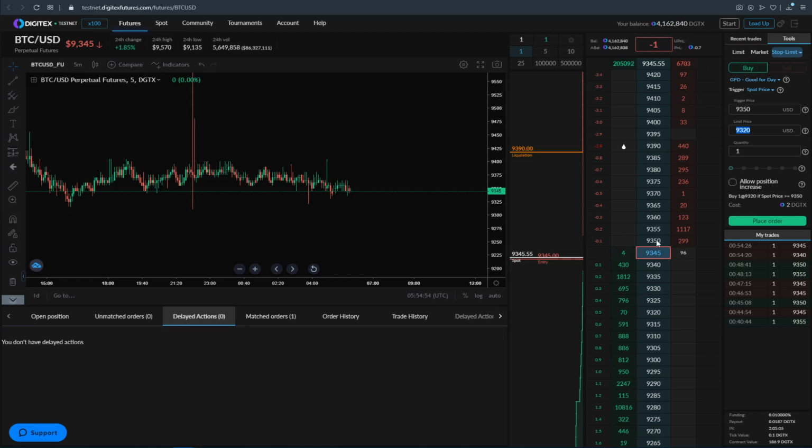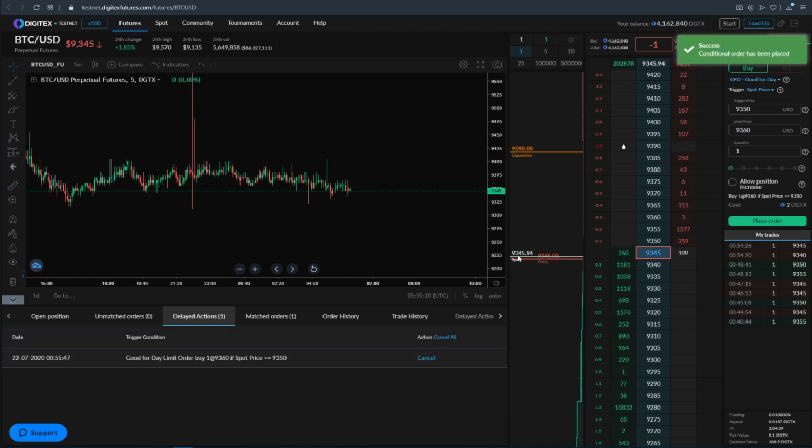We have the trigger at 93.50 right here. I'm going to do a limit price of, we'll say if spot hits 93.50, I'm okay with 2 ticks worth past that. So I'll say 93.60 for my limit price, and we'll do one contract, and all that looks good. So we'll place the order. And so let's wait and see when this hits 93.50.